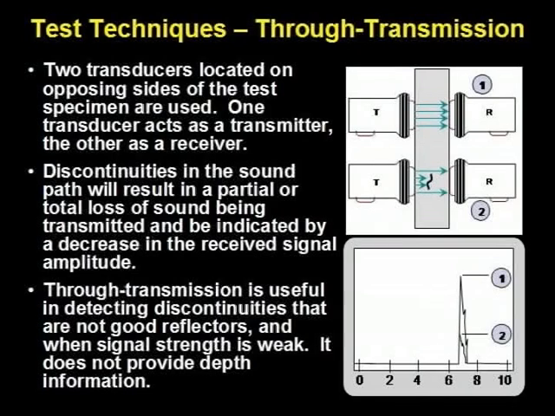In this case, transducers are located on opposite sides of the test article. One transducer generates the sound and the other transducer detects the sound. Discontinuities in the sound path decrease the received signal amplitude. Since there is no time information about the discontinuity, which reduced the signal strength, there is no information about the depth of the discontinuity. This technique is good for materials which attenuate the sound so much that the round-trip signal is too small to detect.